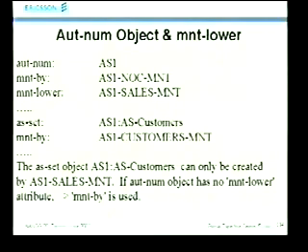Well, the idea here is that you can give the keys to these maintainers to different people in your organization, or you can give them to the same people. But whoever has the key to this, but does not have the key to this maintainer, cannot change this aut-num object.